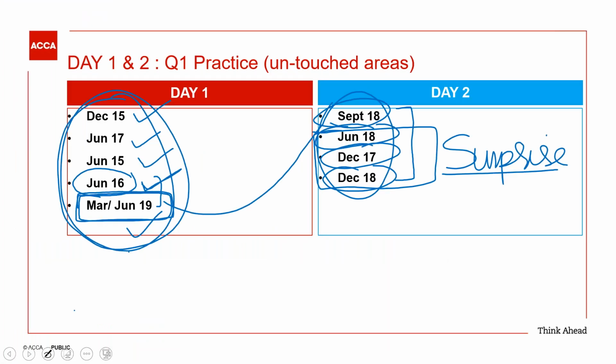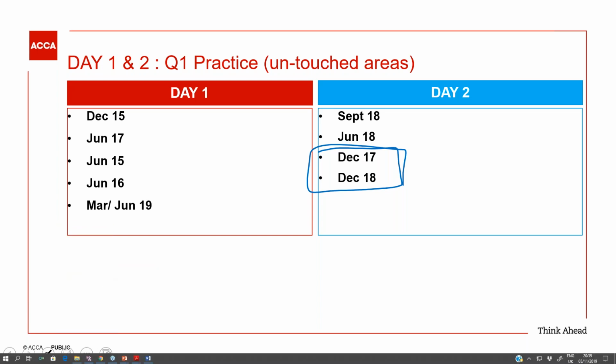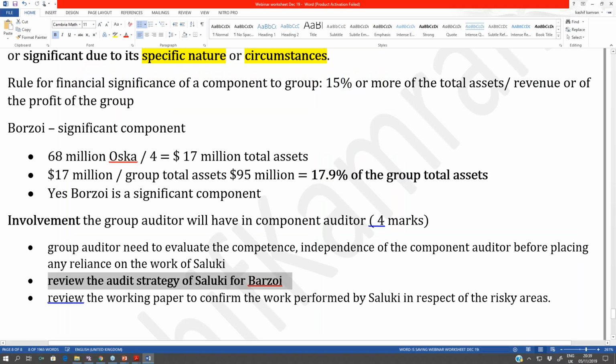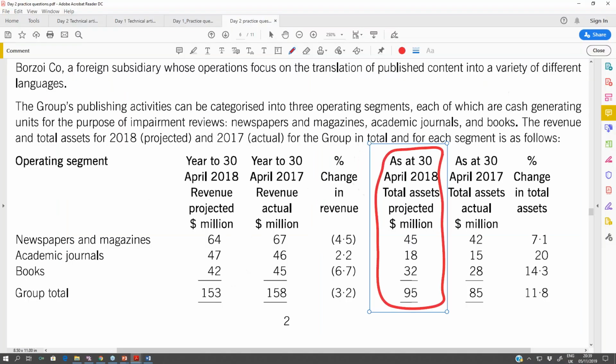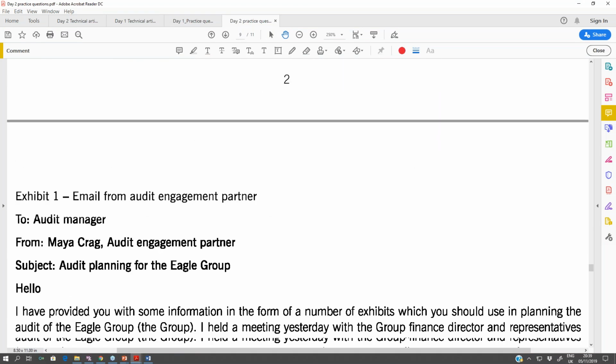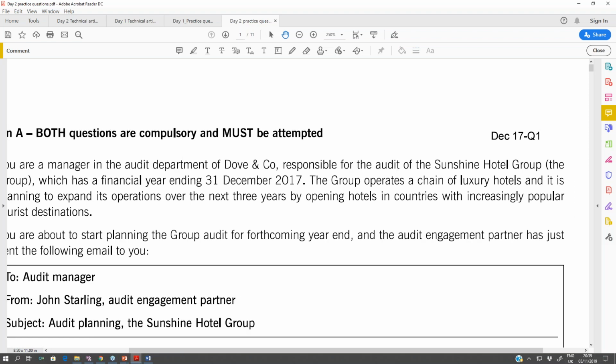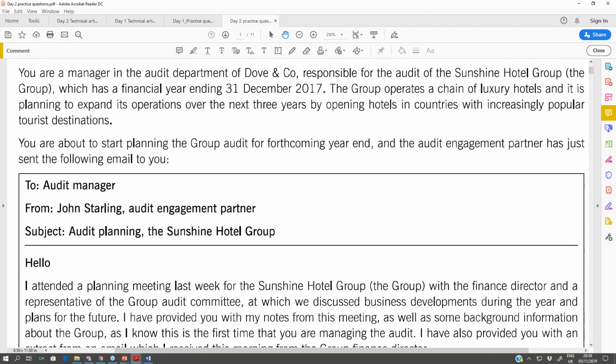Okay, now that means we are left with December 17 and December 18. Let's first do December 17. It's more like the September 18 question we did, will not take much time. So let's first explore what's in December 17, question number 1. Let's see what's inside this question.